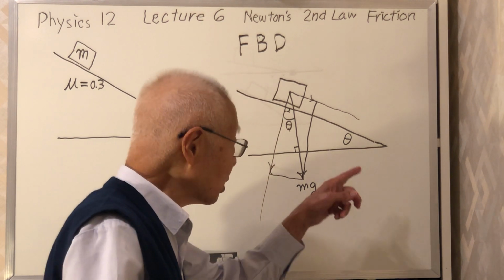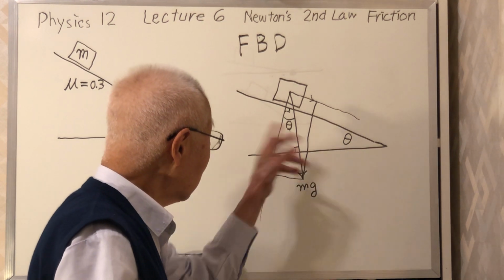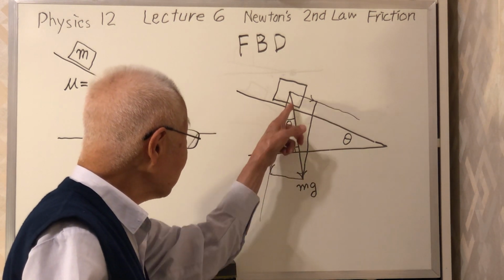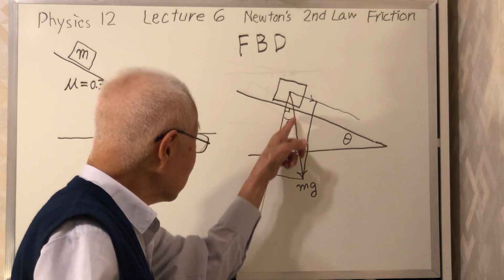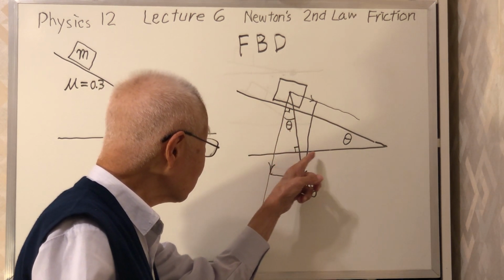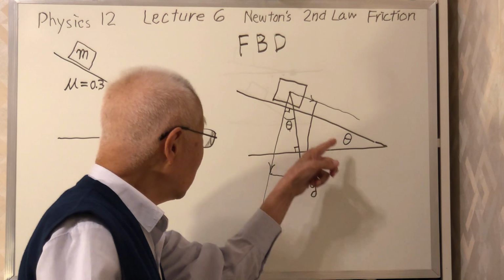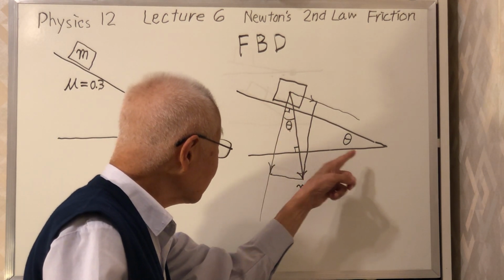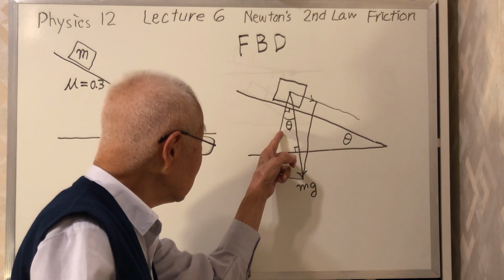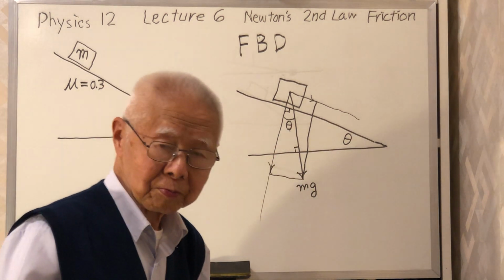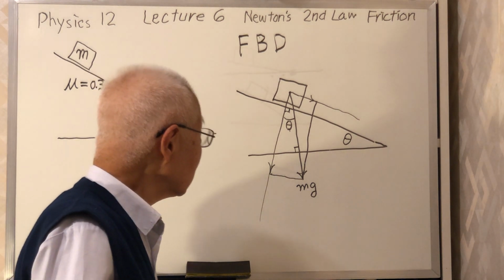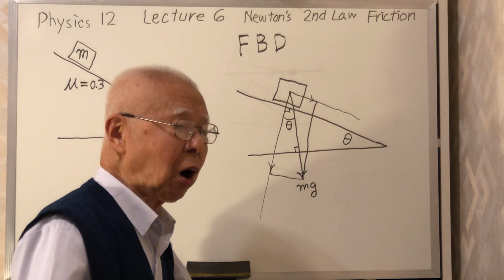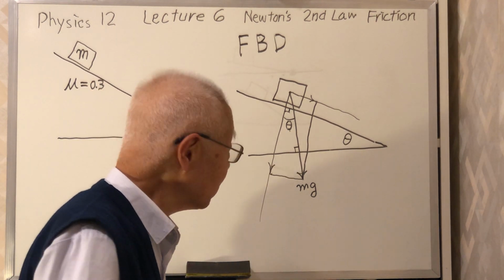Do I block the view? Block your view? Let me come here and say it again. The two sides of this angle, this side is perpendicular to this side. This side is perpendicular to this side. So, this angle is equal to this angle. This relation is very important. We will use it very often when we have a geometry. Okay.